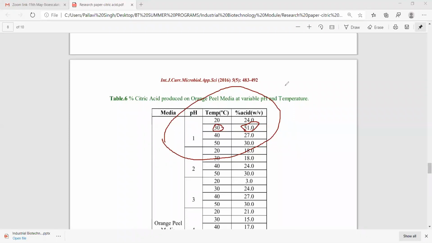Why is it happening? Because for Aspergillus, this is the best temperature to grow. So when the growth rate is high for the respective microbe, you will get a good amount of the product. So this is very important: when we talk about production, the pH, temperature, and media composition have to be taken care of. I'll move on to the next slides now and stop sharing this.